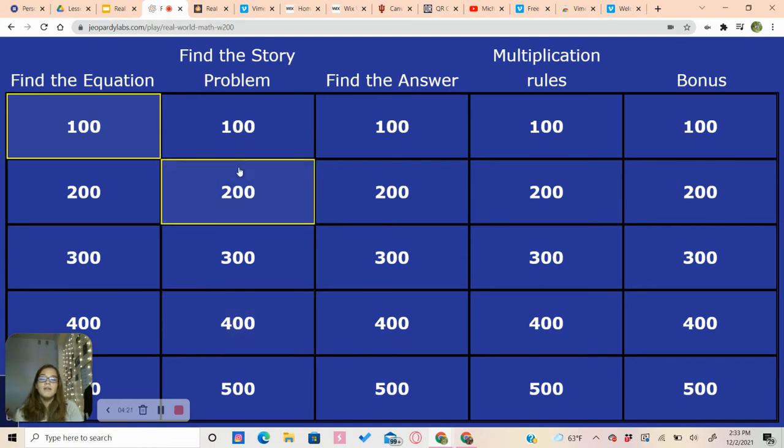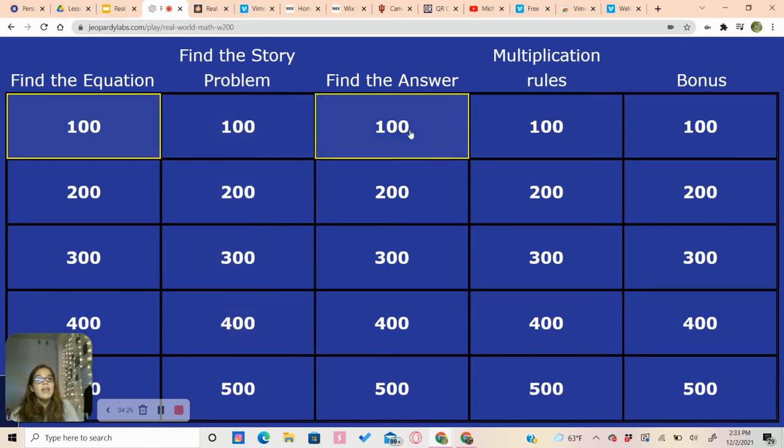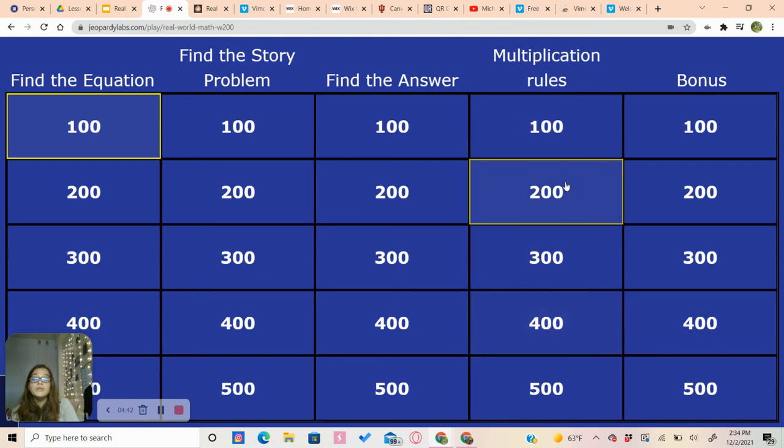There's the problems, and it just gives them a problem where the students have to solve it. There's find the answer, where they get a story problem and they have to find the answer to it. So instead of saying that story problem is 4 times 6, they have to say that story problem is 24. That's the answer.